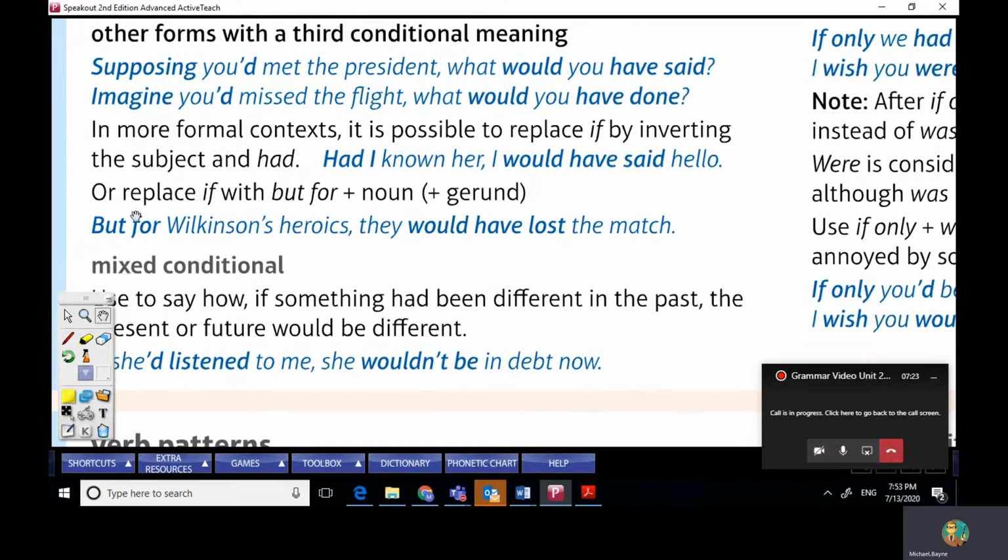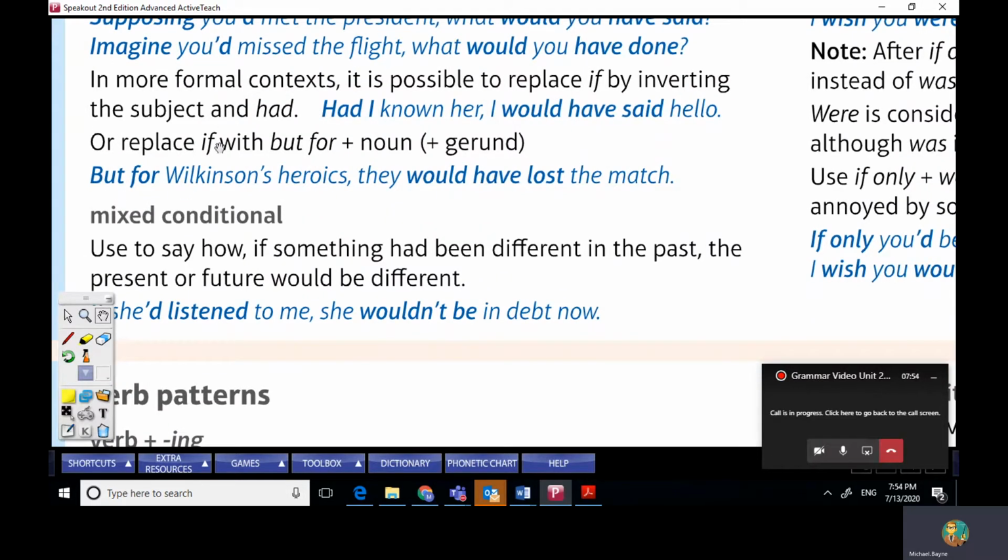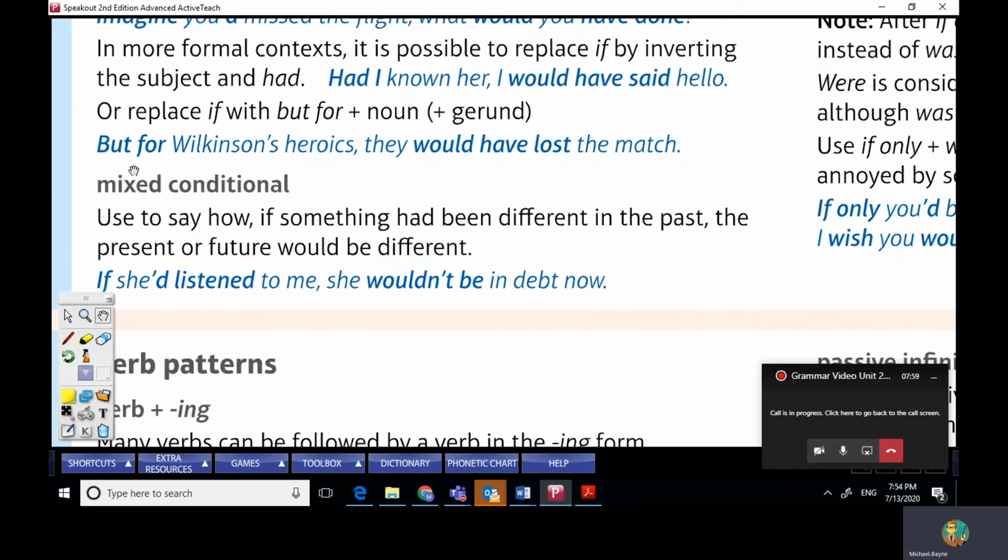And this is a little bit less common. Instead of using if, we use but for. And we use but for plus a noun. Sometimes a noun will take the gerund form. But for Wilkinson's heroics, they would have lost the match. What that really means is if it hadn't been for Wilkinson's heroics, they would have lost the match. Or if he hadn't been so heroic, they would have lost the match. So but for is a replacement of if. And it takes a little bit different structure though, so be careful with that one.